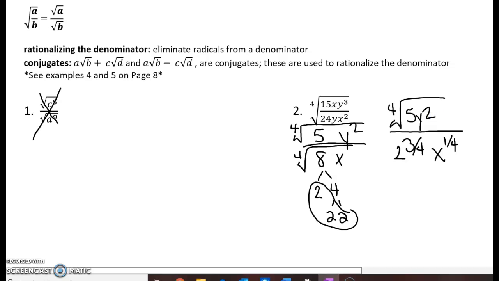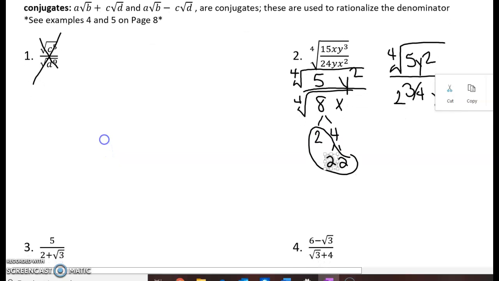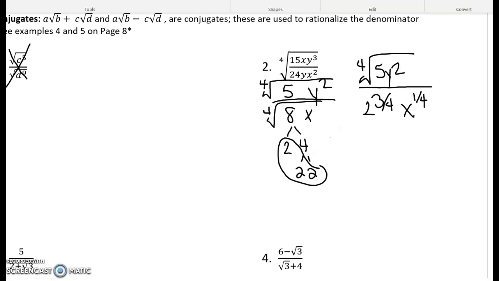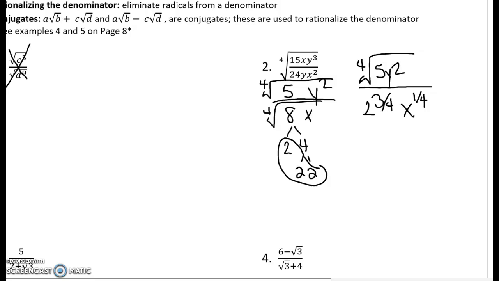Now what we have to do is rationalize these. When we rationalize, we need to multiply to get a total group. So I'm going to multiply by the missing part. I'm missing a 2 to the 1/4 and an x to the 3/4. If I add these exponents together, 3 plus 1 is 4, 1 plus 3 is 4, and whatever you do on the bottom, you're going to do on the top.